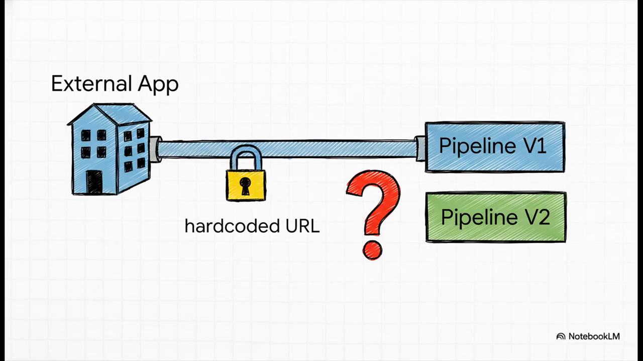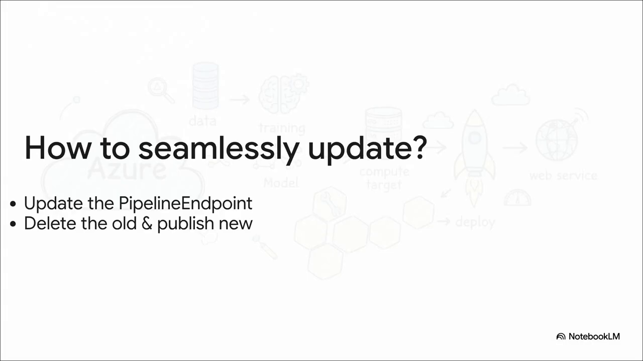Let's do one more. You've been working hard, and you've created a new, much better version of your training pipeline. The only problem is there's another application that triggers it, and the developers of that app are telling you they absolutely cannot change the URL they're using. It's hard-coded. So how do you solve this puzzle? What's the right move here? Do you update something called the pipeline endpoint? Or do you just delete the old pipeline and publish the new one?